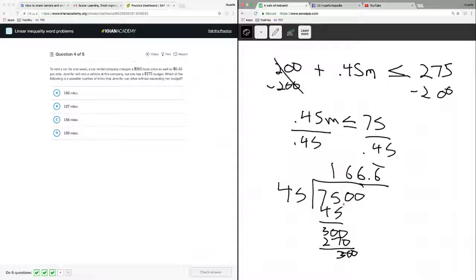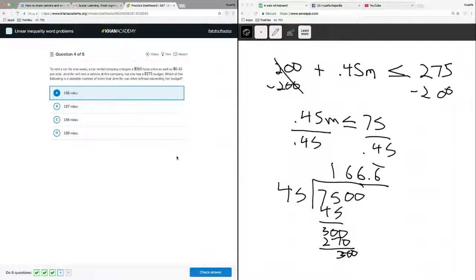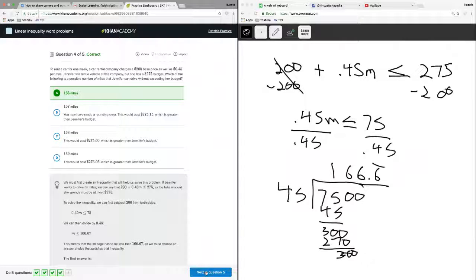167 therefore would exceed her budget. So like I predicted, that's kind of a weird question, because you should know that it's got to be 166, but that is indeed right. Okay, that's all there is to that one.